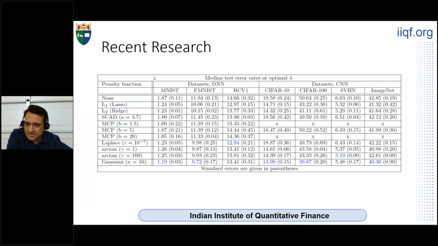There are two things I would like to point out. In these first three columns I used deep learning neural networks. Without the regularization, the error rate was 1.87%. So that deep learning network was able to predict with more than 98% accuracy, which is unbelievable. That goes to show the power of all these deep learning methods.